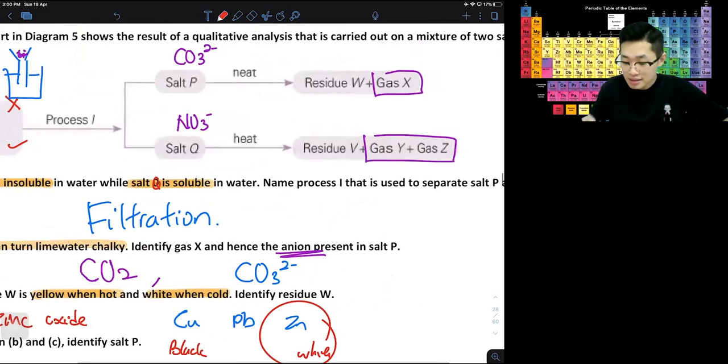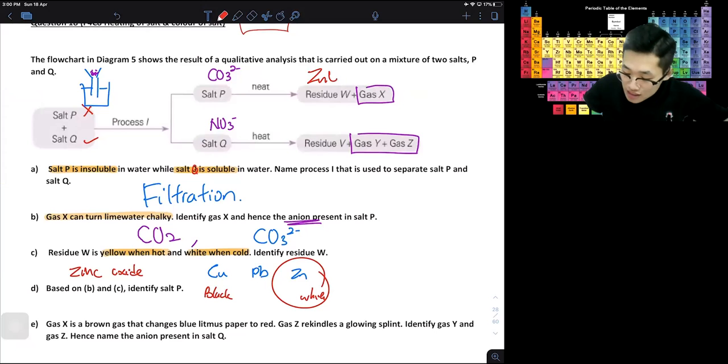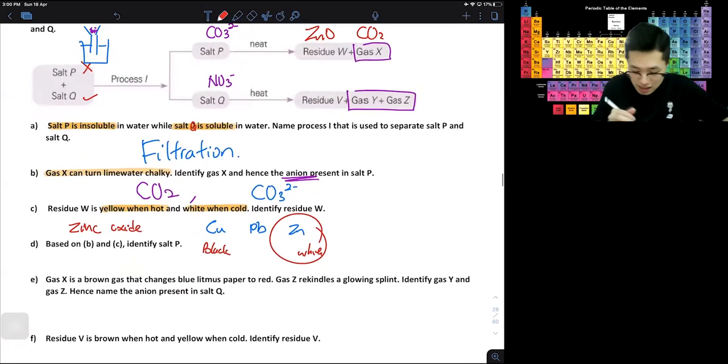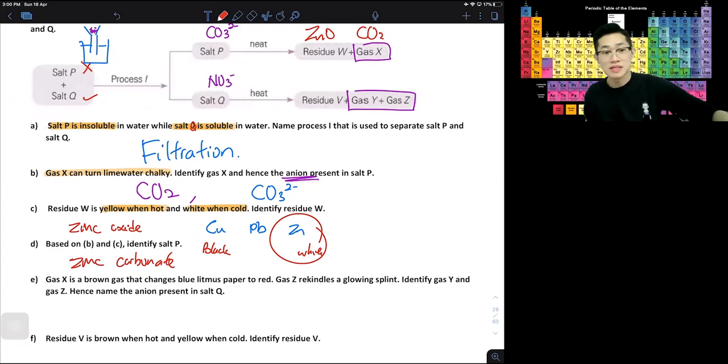Okay, and then if it is ZnO and CO2, then the salt must be zinc carbonate. It must be zinc carbonate lah. Zinc and carbonate together, zinc carbonate.